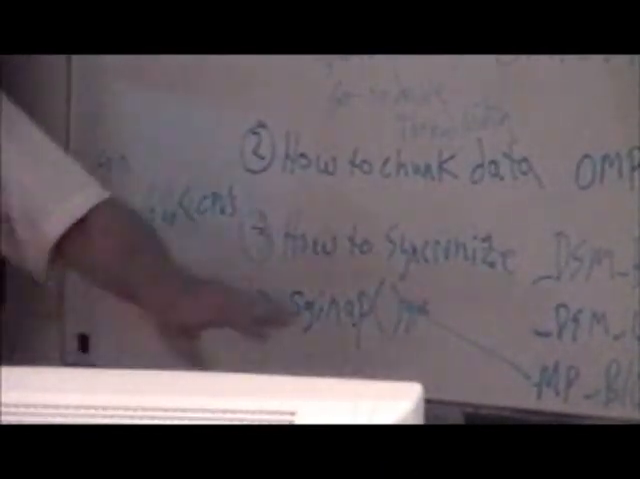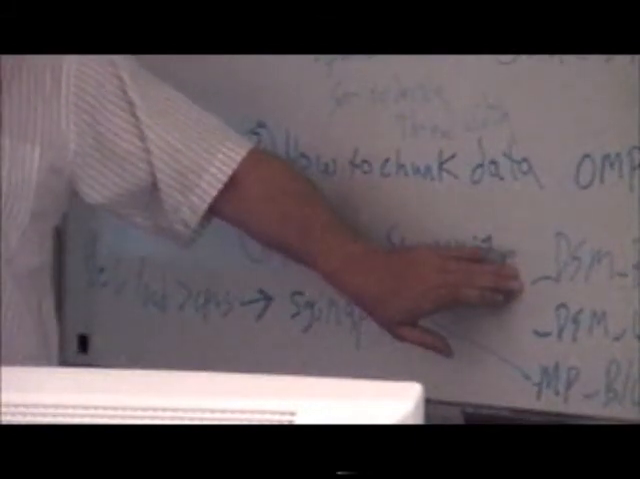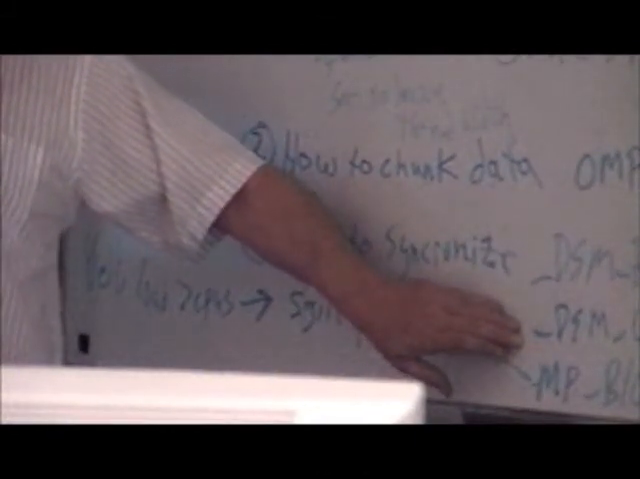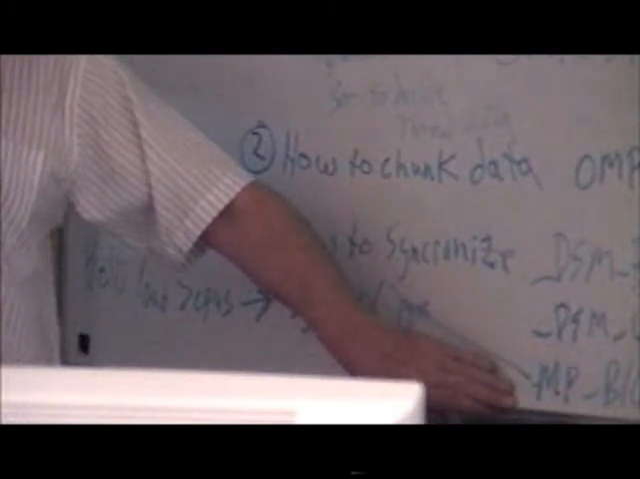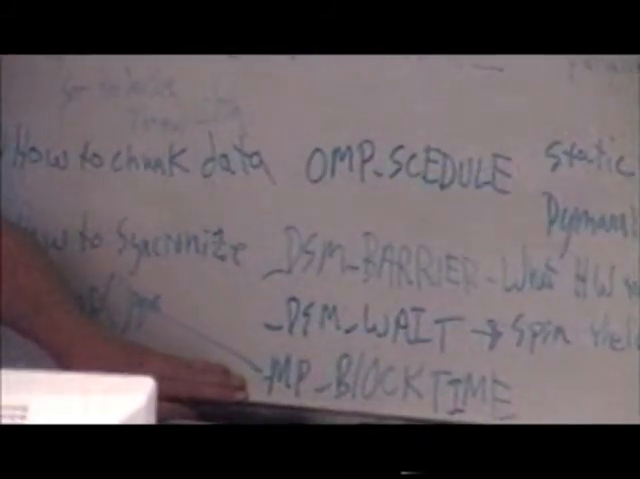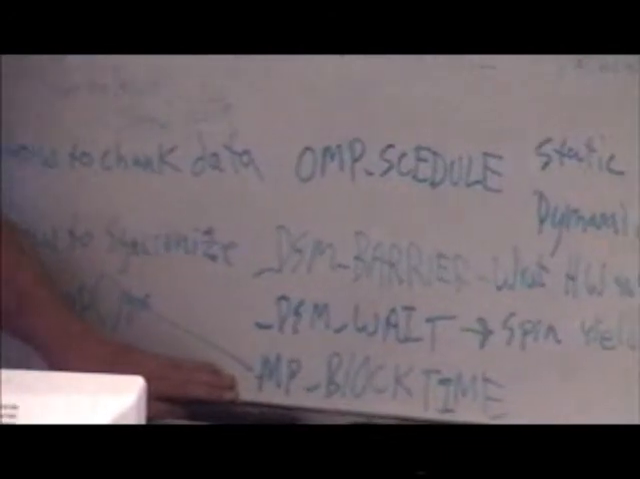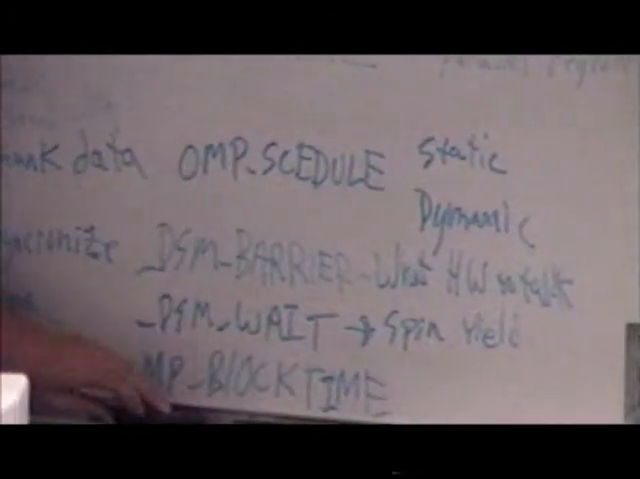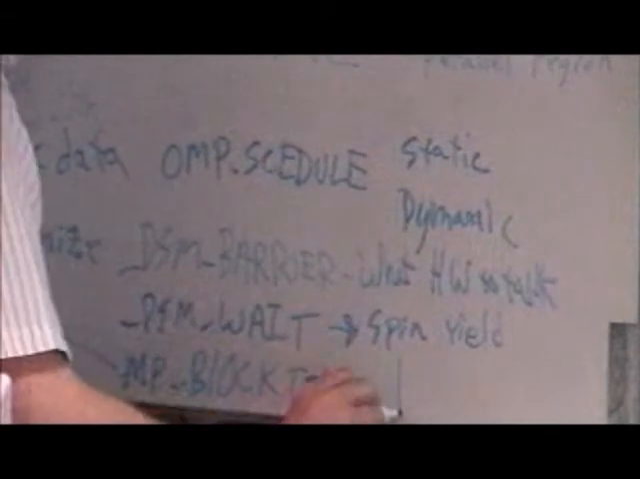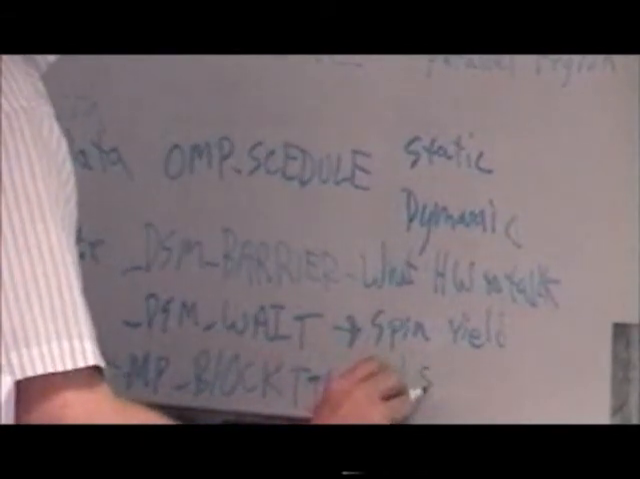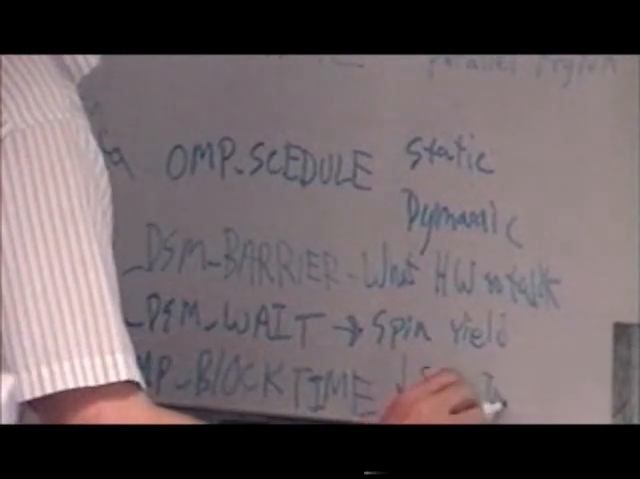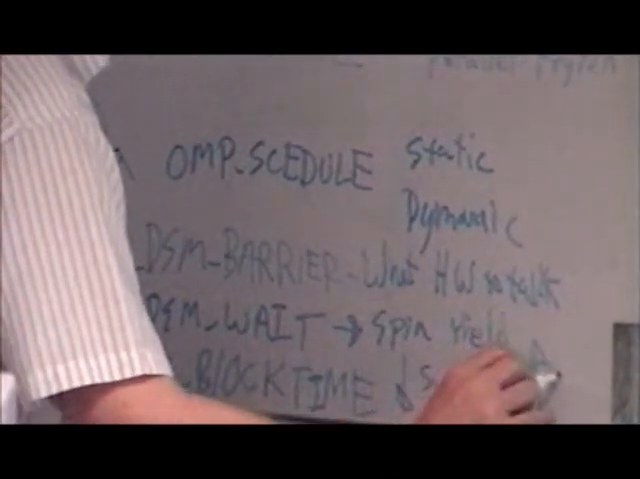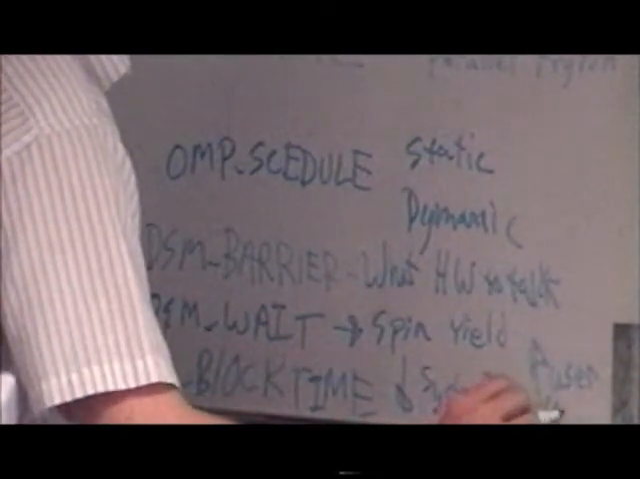So DSM barrier says, what hardware do I use? DSM wait says, do I spin or do I yield? And then block time says, how long do I spin before I do my yield? How long do I try before I do my yield? So if MP block time is small, you're going to get system time. If it's large, you're going to get user CPU time.